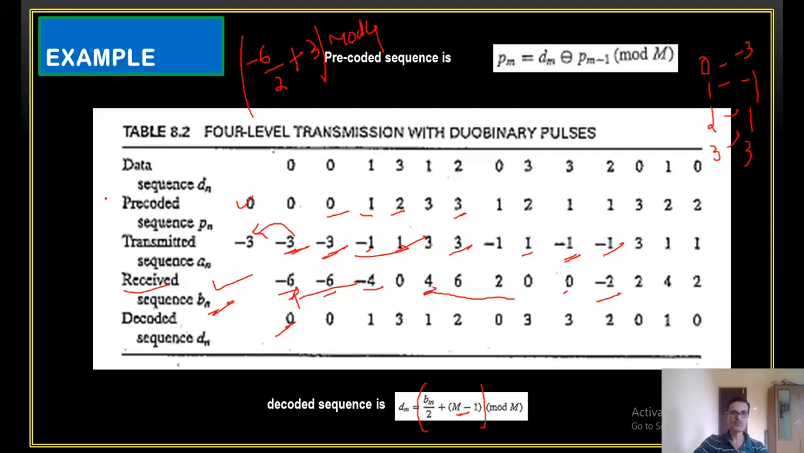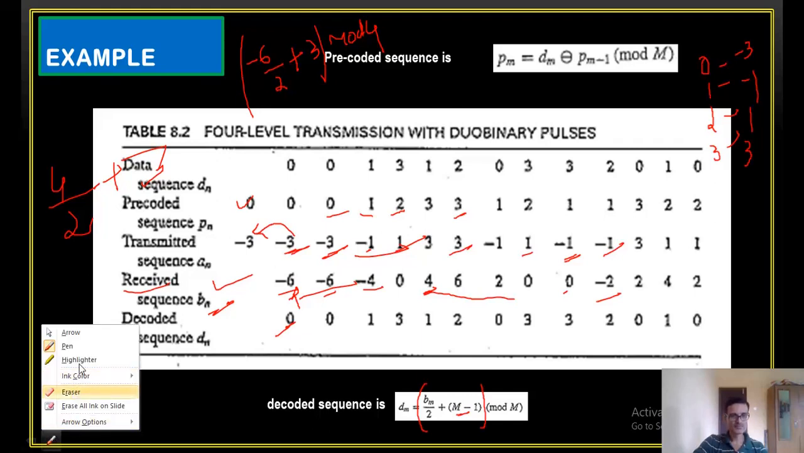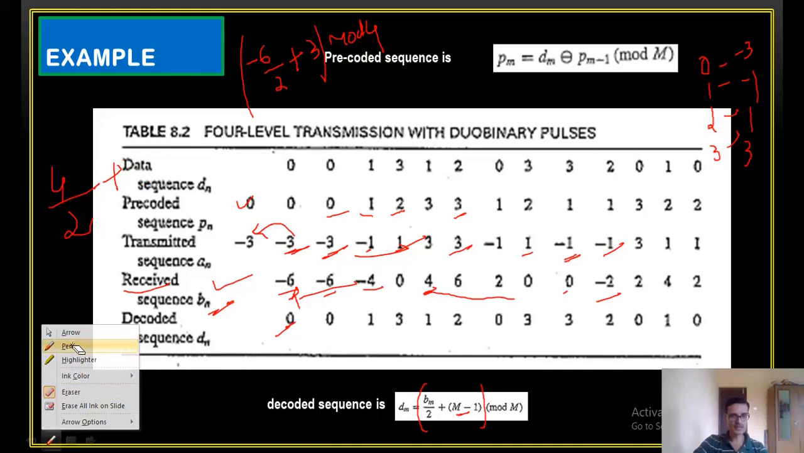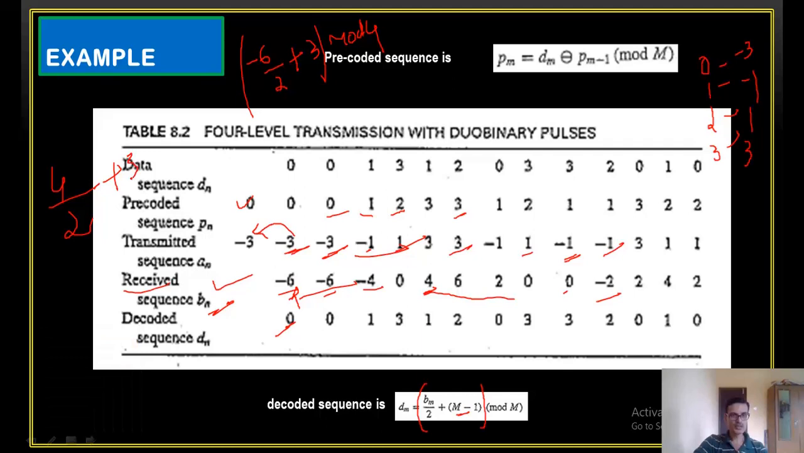I'll take some other example. Say I go with a 4. Let me erase this. Okay, done. I'll go with the pen. 4 by 2 plus 3, mod 4, just do this calculation. 4 by 2 is 2, 2 plus 3 is 5. 5 mod 4 is actually equal to what? 1, right? 5 mod 4 is 1.